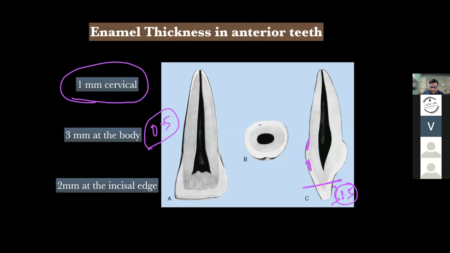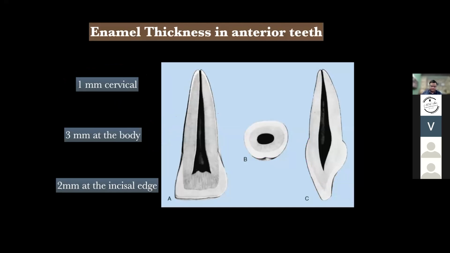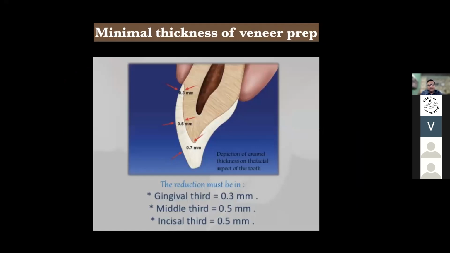No, the dentine is surrounded on all sides by enamel and it will be covered entirely. That's what we mean when you do an incisal edge preparation. If you look at minimal thickness of a veneer, you need 0.3 at the cervical third, 0.5 in the middle, and 0.7 at this curvature, where the tooth is curving.